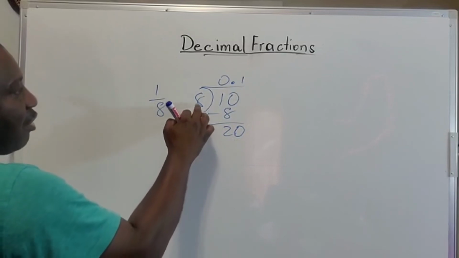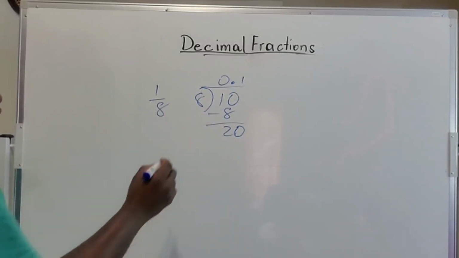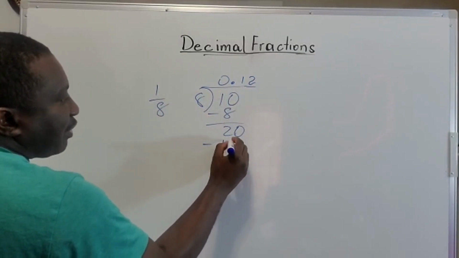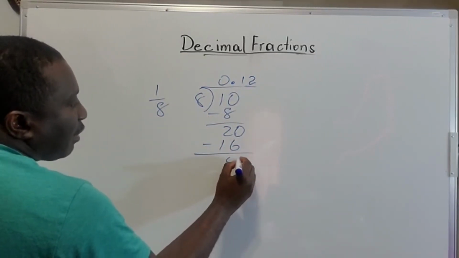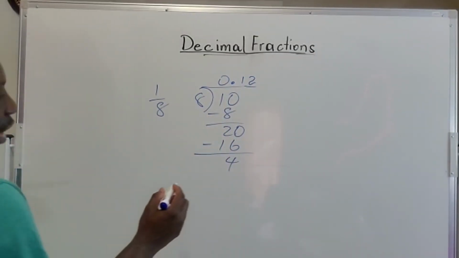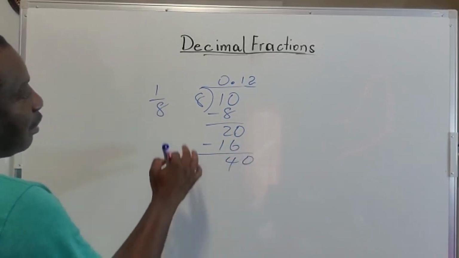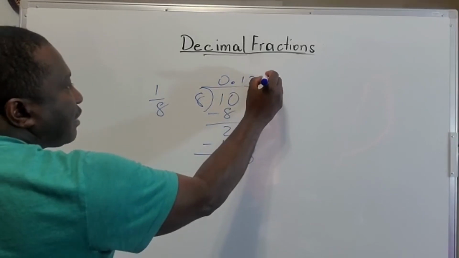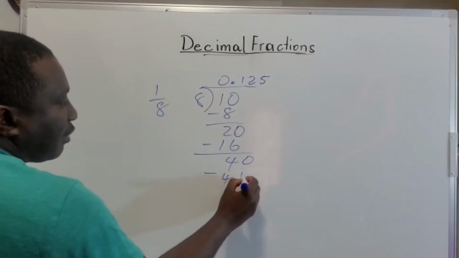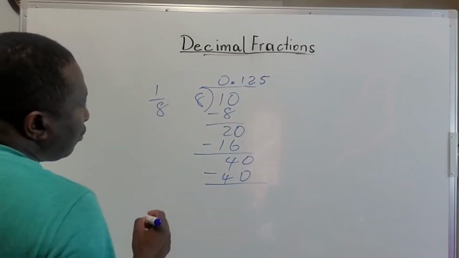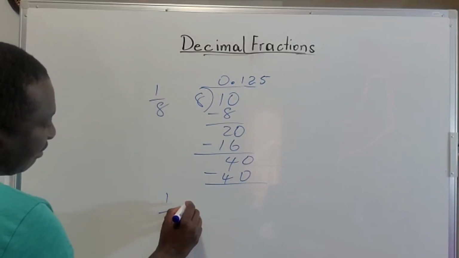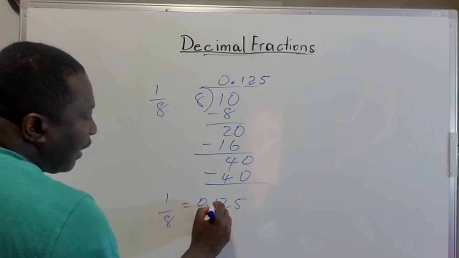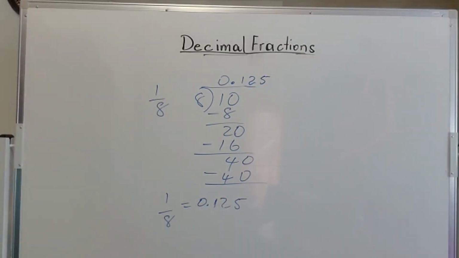Add another 0. How many times can I divide 20 by 8? We'll get 2. 2 times 8 will give us 16. Subtract, leaving 4. And add a 0. How many times can I divide 8 into 40? It goes 5 times. 5 times 8 will give us 40. So 1/8 is the same as 0.125 as a decimal fraction.